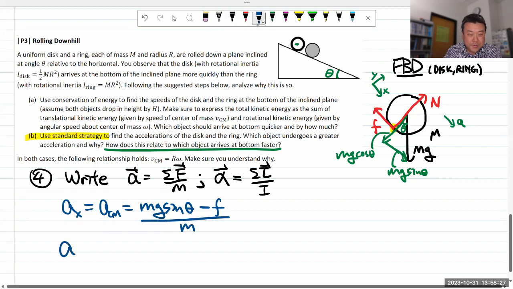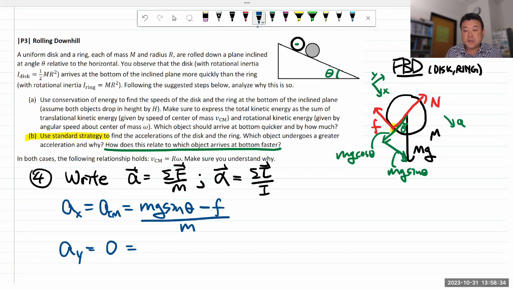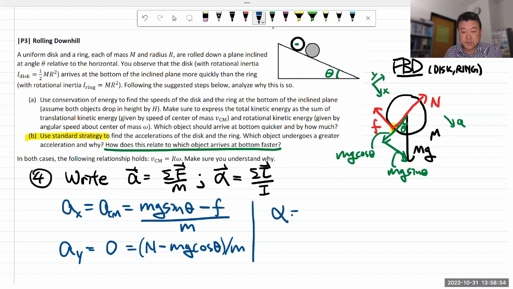So for the acceleration in the y direction, we define our axis so that it's zero. And my y component forces are normal force minus mg cosine theta, and the whole thing divided by m, that's equal to zero. And I write down my rotation equations. I say my angular acceleration is equal to net torque. This is where I actually forgot a step.